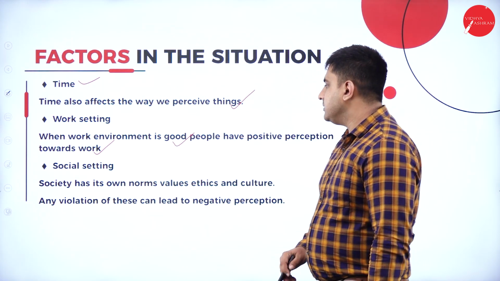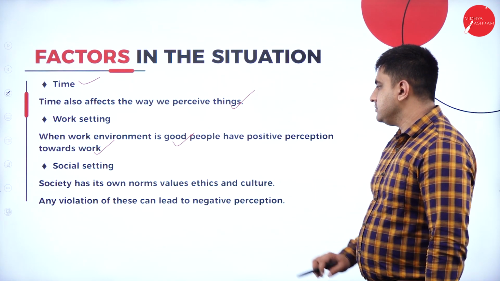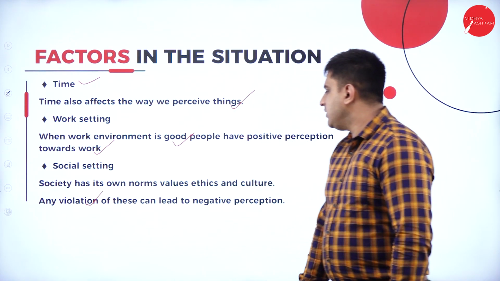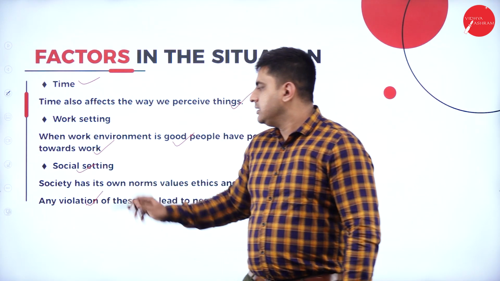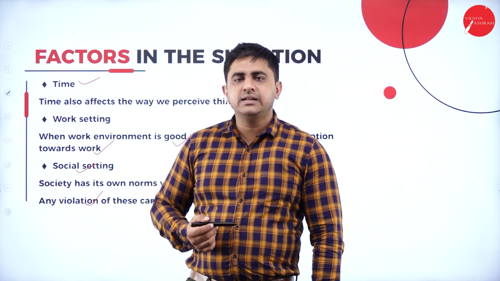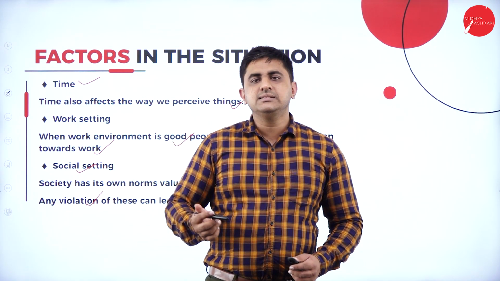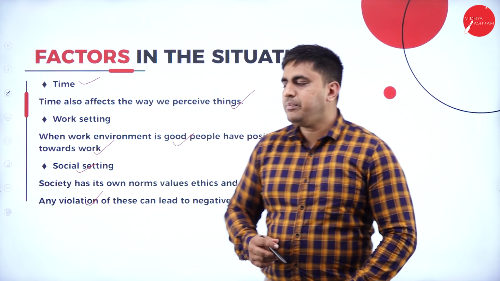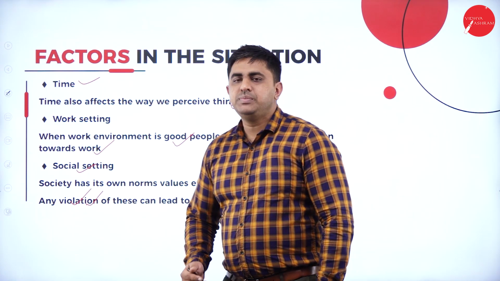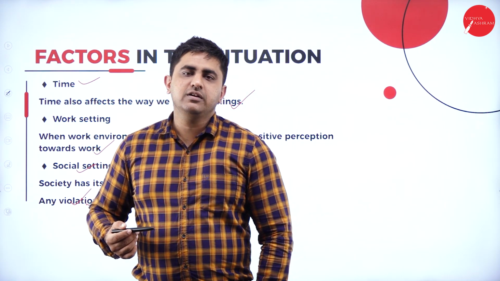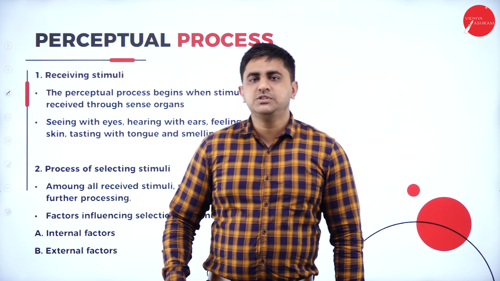Then, social setting. Society has its own norms, values, ethics and culture. Any violation of these can lead to negative perception. Usually in India, the social setting is that women have to be traditional in the way they dress. Suppose a woman or a girl dresses in a very modern way. There is a violation of these social norms, so people perceive her in a very negative way. That is social setting. So next we are starting with the perceptual process.